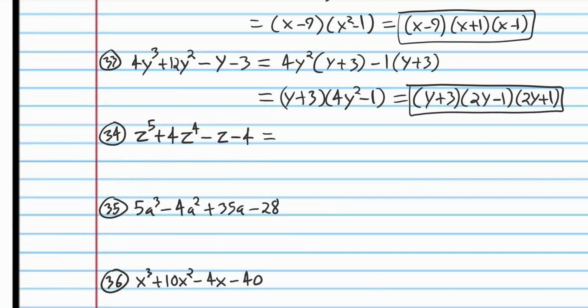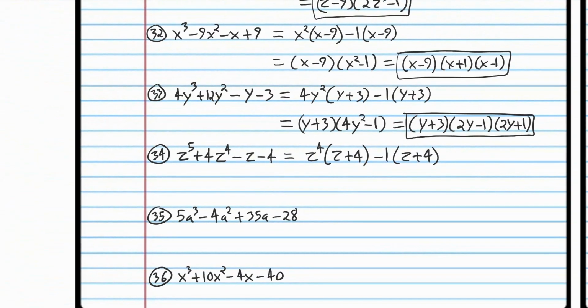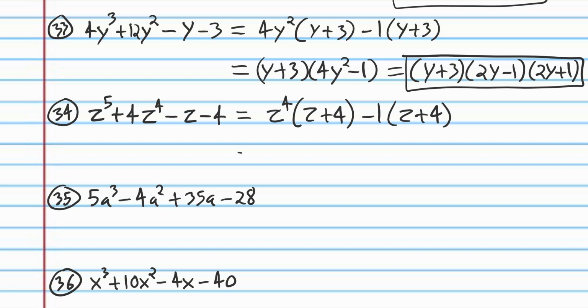All right, we're back. Factor out a negative 1. And you can see that we have common factors, z plus 4s. So z plus 4 times z to the 4th minus 1.